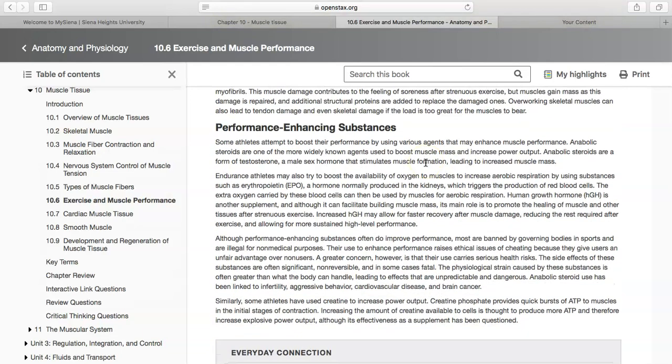The last thing is the performance enhancing substances. We've all heard about different substances that athletes take in order to get an advantage. The first one they talk about is anabolic steroids.